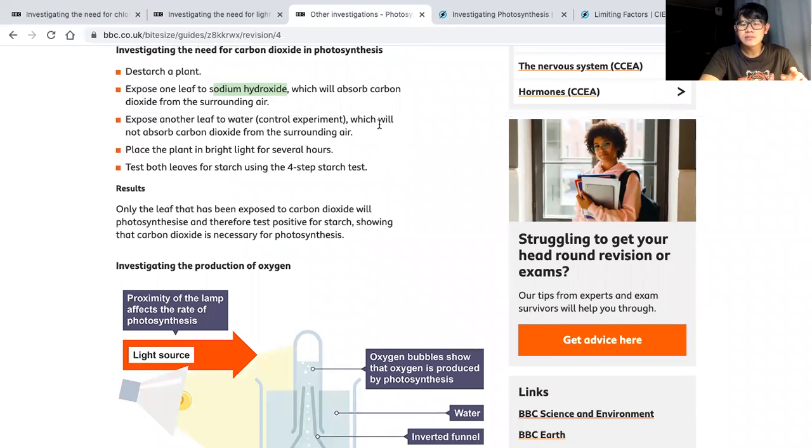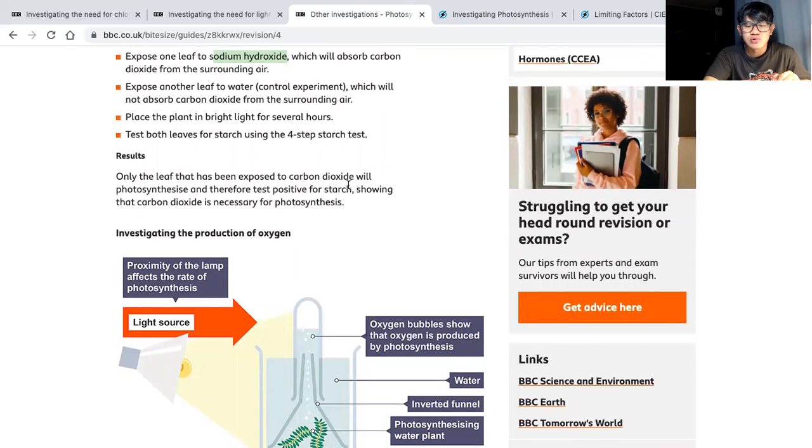By the way, the results for this experiment, kalau satu ada carbon dioxide, satu tidak ada carbon dioxide, so obviously plants yang ada carbon dioxide, in other words, plant exposed to water, the other carbon dioxide absorbed from the surrounding. So they will have carbon dioxide available for them to photosynthesize, which means they can make starch. Tapi kalau yang ada sodium hydroxide, tidak ada carbon dioxide untuk plant. So they cannot photosynthesize, cannot make starch. Results: only leaf that has been exposed to carbon dioxide will photosynthesize, therefore test positive for starch, showing that carbon dioxide is necessary for photosynthesis.